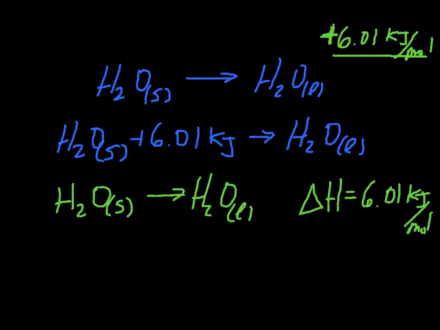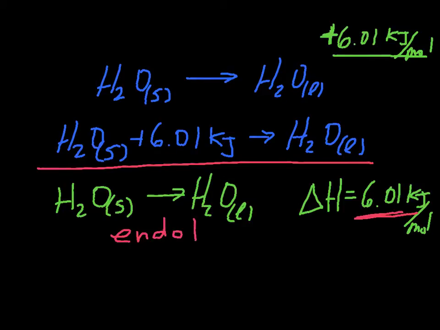Now, normally in thermodynamic or thermochemistry equations, things are written per mole. So in this case, it takes 6.01 kilojoules to melt a mole of ice. And these two are saying exactly the same thing. Because I have incorporated the 6.01 onto the reactant side, it implies the same thing as a positive enthalpy change, both being endothermic. So that's one part to this whole thing.